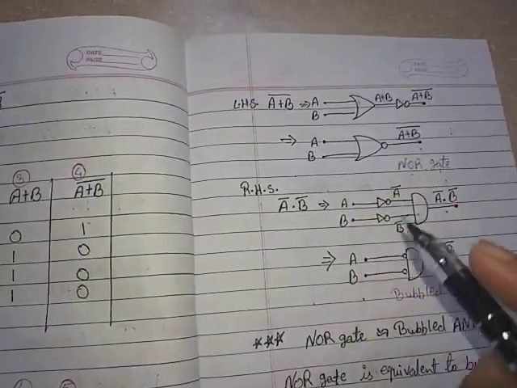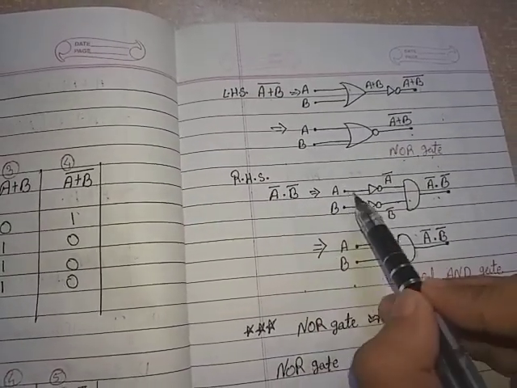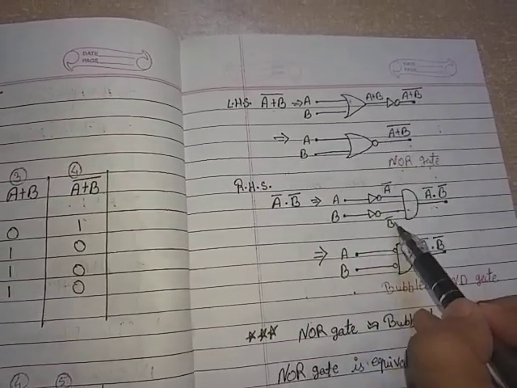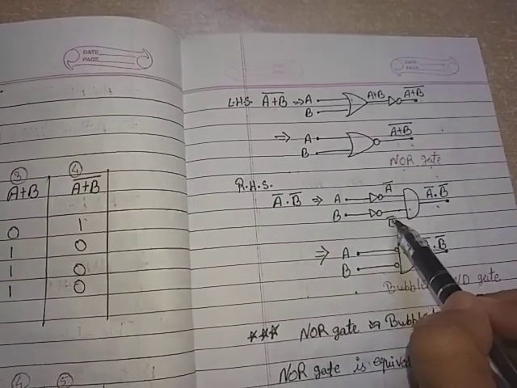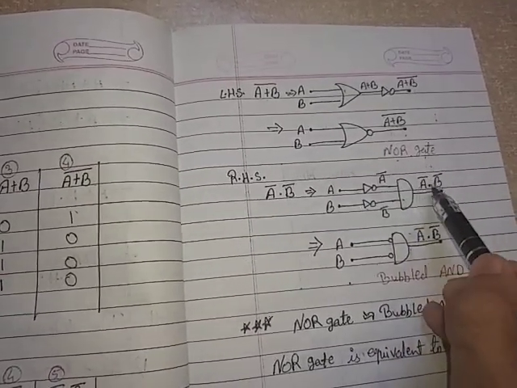Now for RHS we required a bar dot b bar. So first we will pass a from NOT gate, and B from NOT gate. So we will get A bar and B bar, and then this A bar and B bar passes through AND gate. So we will get A bar dot B bar.